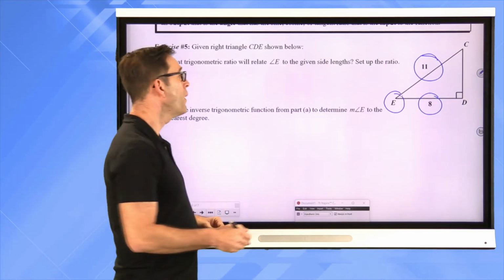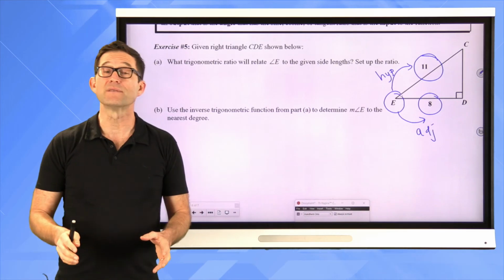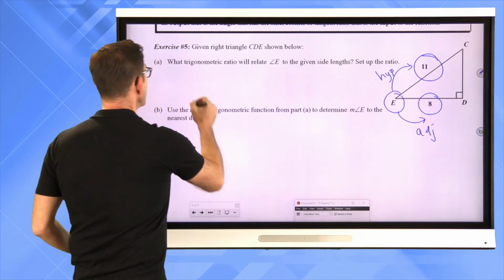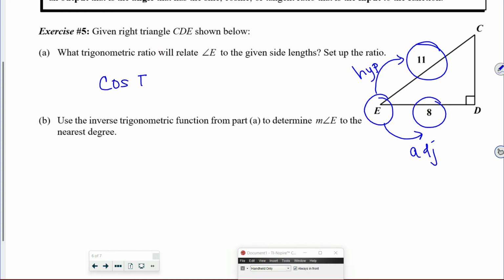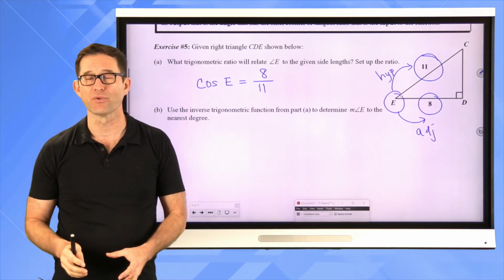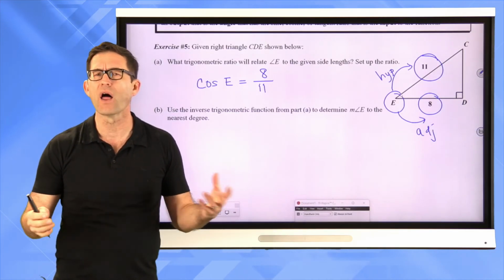All right, here we go. Well, it's all about how these two sides relate to angle E. The 8 is the adjacent side, and the 11 is the hypotenuse. So of the three ratios, it's the cosine ratio that has the adjacent side and the hypotenuse in it. So I can say that the cosine of angle E is equal to 8 divided by 11. Great. So I know what the cosine of E is equal to. It's equal to 8/11ths, which is some ugly decimal.